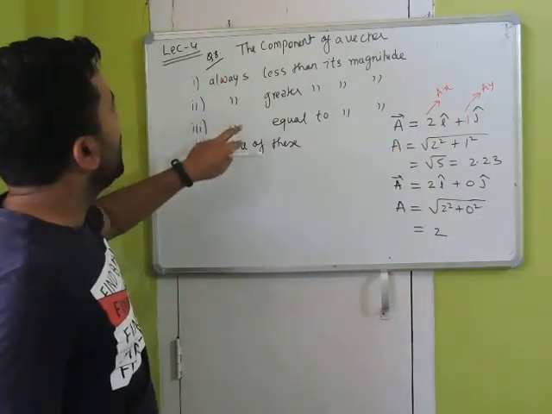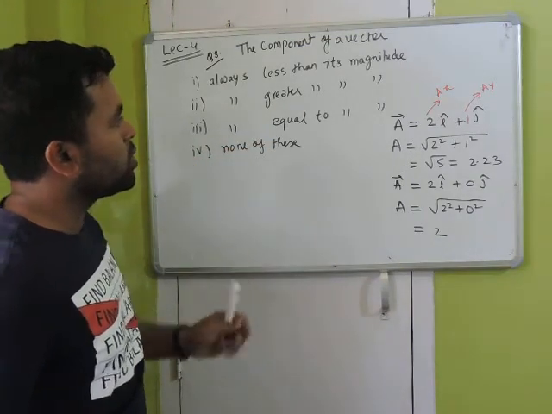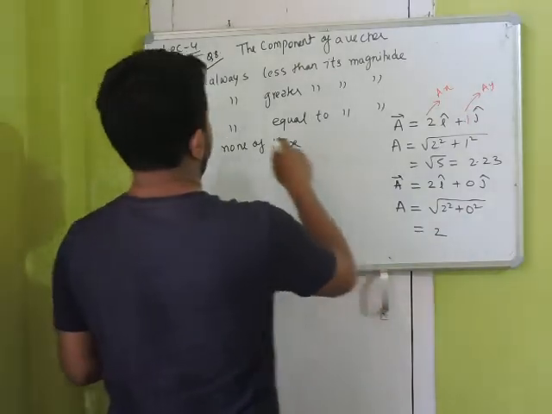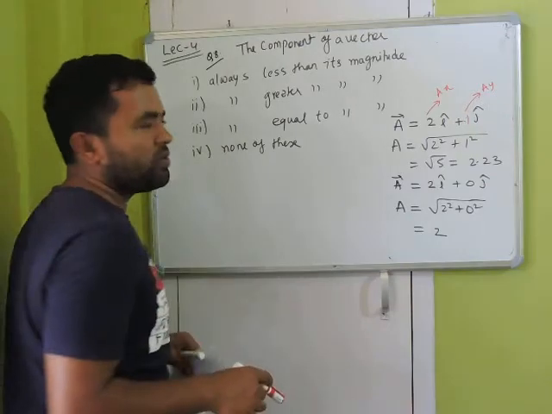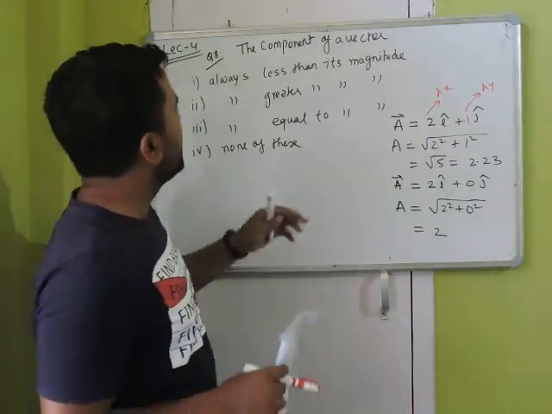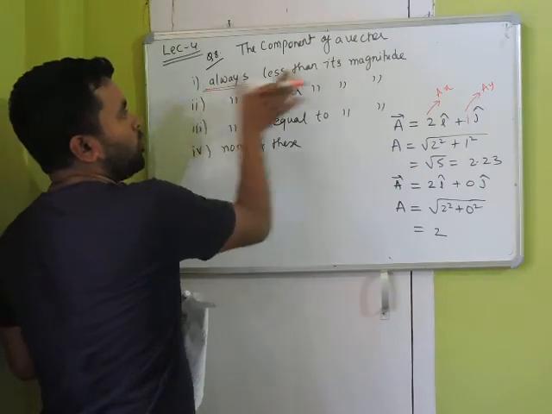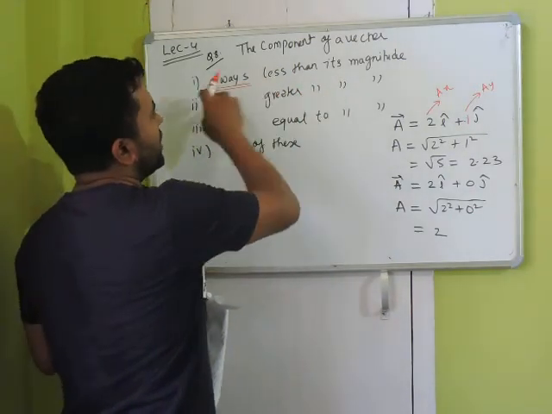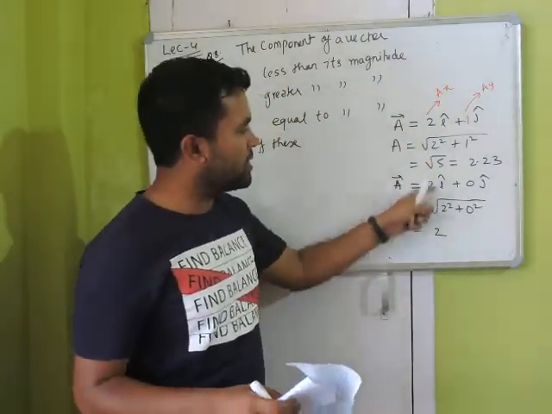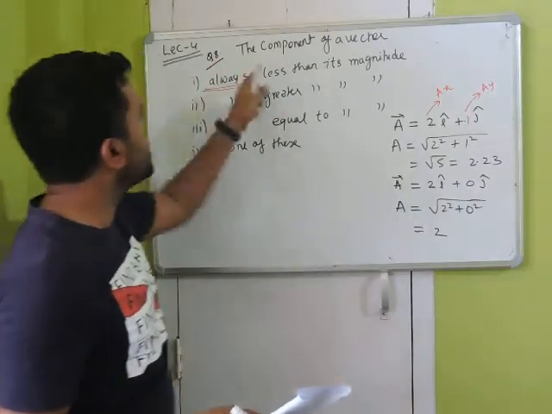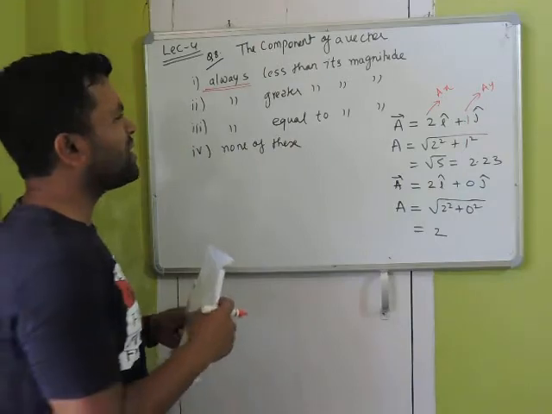So greater than its magnitude, or equal to its magnitude. So out of this, which option will be correct? Okay, I took an example. This word always, try to understand, always. So they are saying the component of a vector will be always less than its magnitude. That is not true. You can see here, this is equal to its magnitude only. This is not correct. Greater than its magnitude, always. This is also not true.